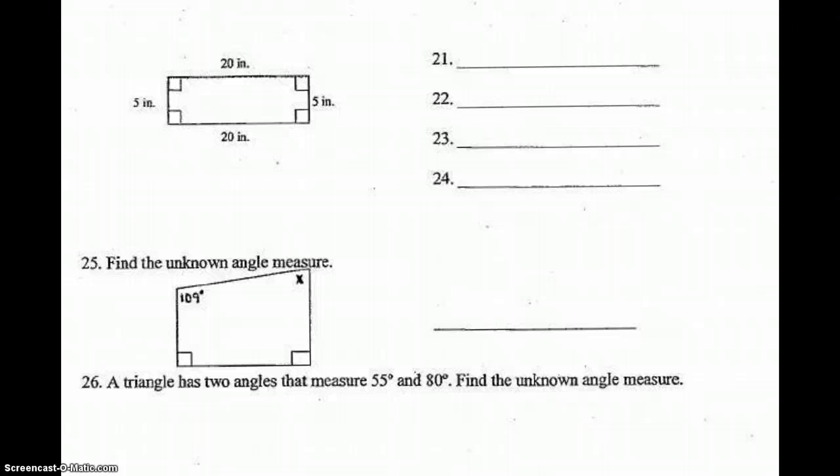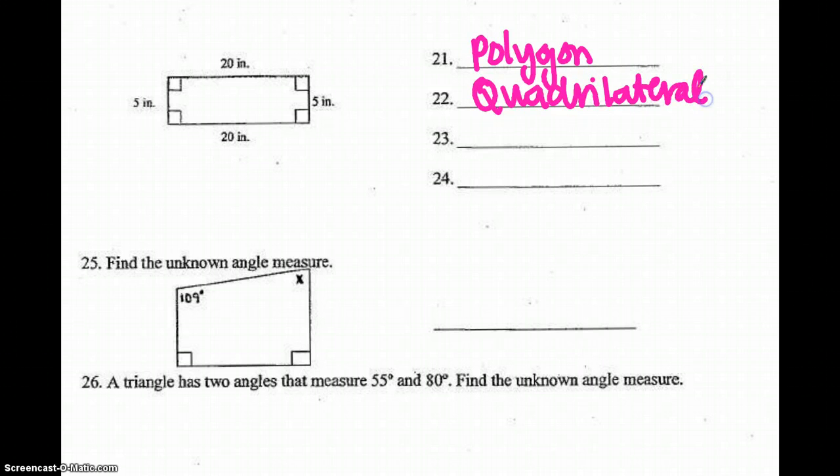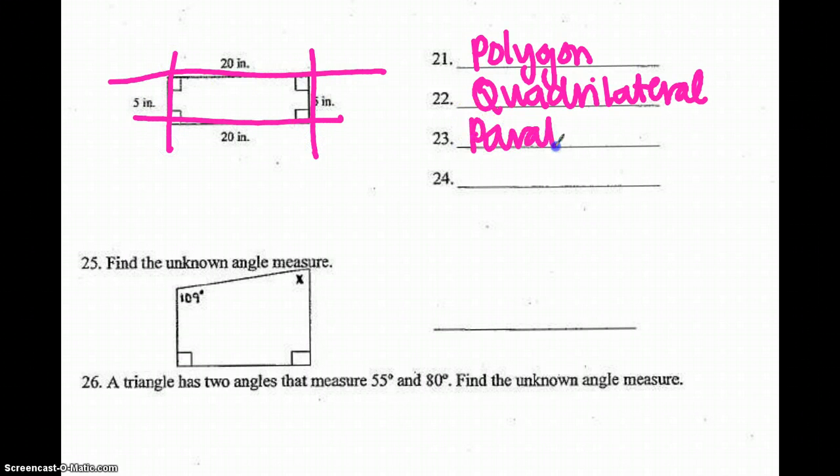Number 21, I need to write all the names of this polygon, or this figure. So I know it's a polygon because it is a closed figure. Has 4 sides, so I know it's a quadrilateral. Okay, next one, I know it's a parallelogram because it has 2 pairs of parallel sides. And lastly, it is a rectangle because it has 4 right angles and 2 pairs of equal sides.